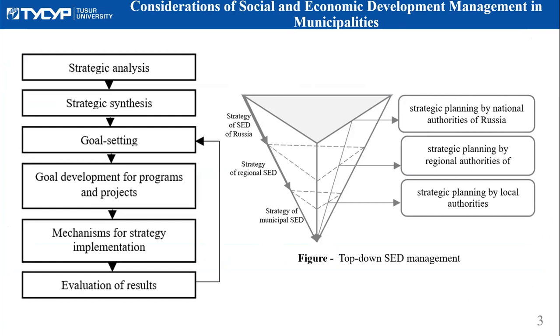The slide shows a general view of the algorithm of strategic management. Analysis of fundamental documents that deal with strategic social and economic development shows that the process of social and economic development management can be represented as the model on this slide, which demonstrates the decisive role of state administration in planning. Ideally, municipal strategic management should be based on strategic plans of local government that take into account the public opinion and opinion of the business community.